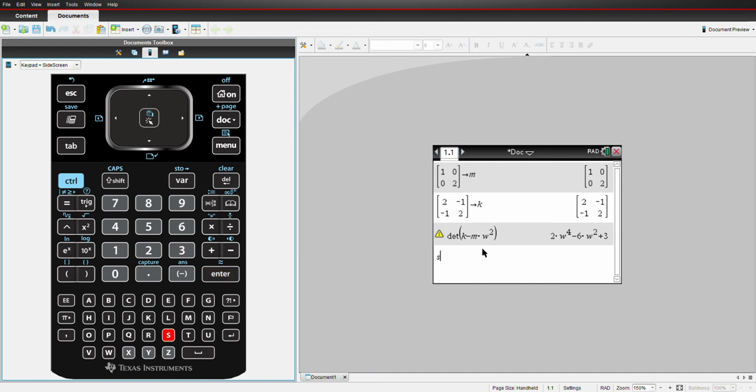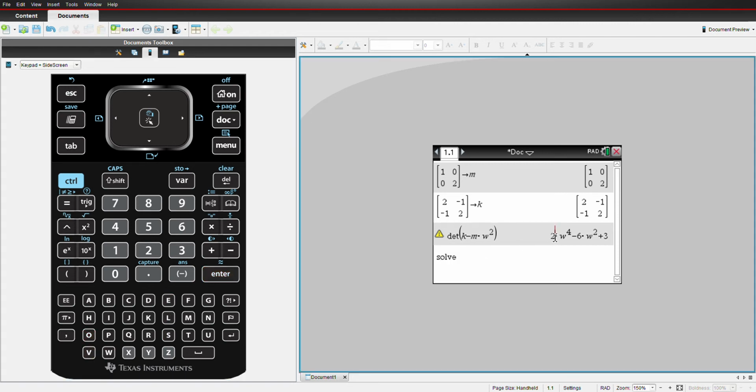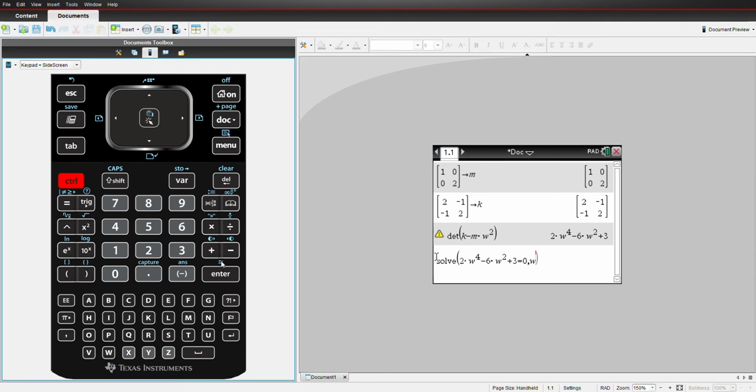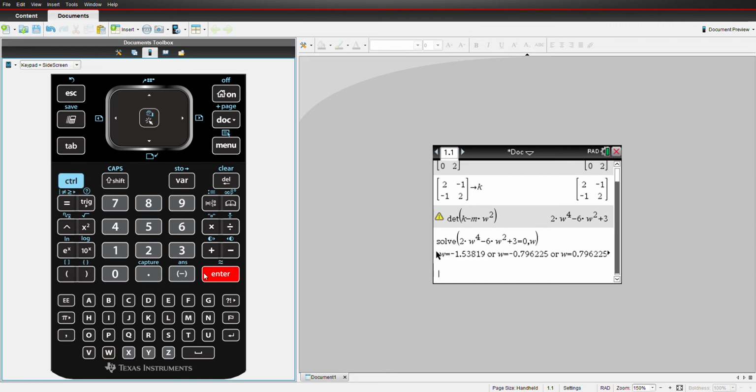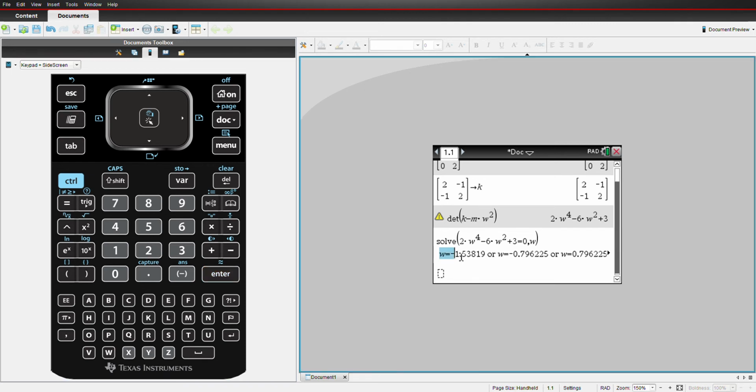Now we want to solve the characteristic equation for omega such that it equals 0. And then we have to specify the variable, which is W. We'll press Control Enter so that we can get some numeric answers. You'll get two negative numbers. Those are meaningless, so we'll just look at the two positive numbers. The first natural frequency is 0.79 and the second natural frequency is 1.53.